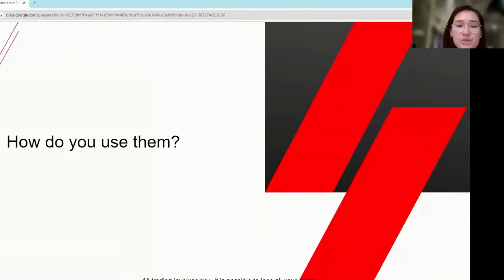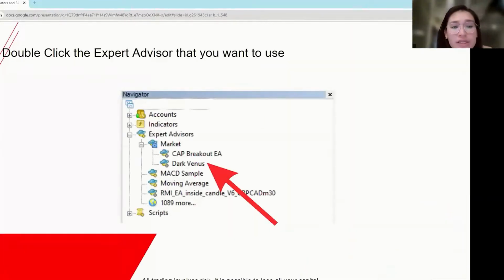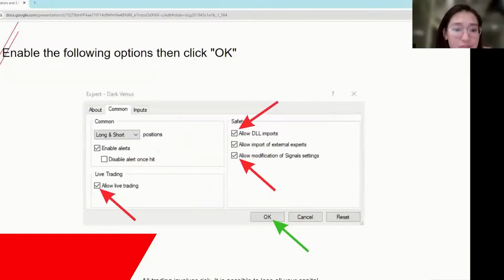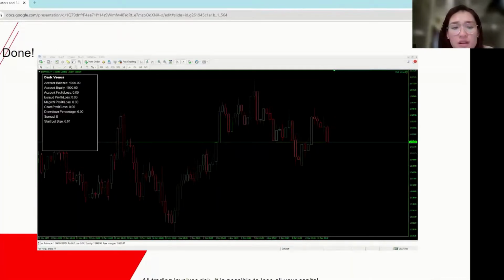So how exactly do you use them? You double click the EA that you would like to use on the Navigator tab on your MT4. Enable the following options and then click OK. So you allow live trading, allow modification, and DLL imports. And yeah, there you have it.